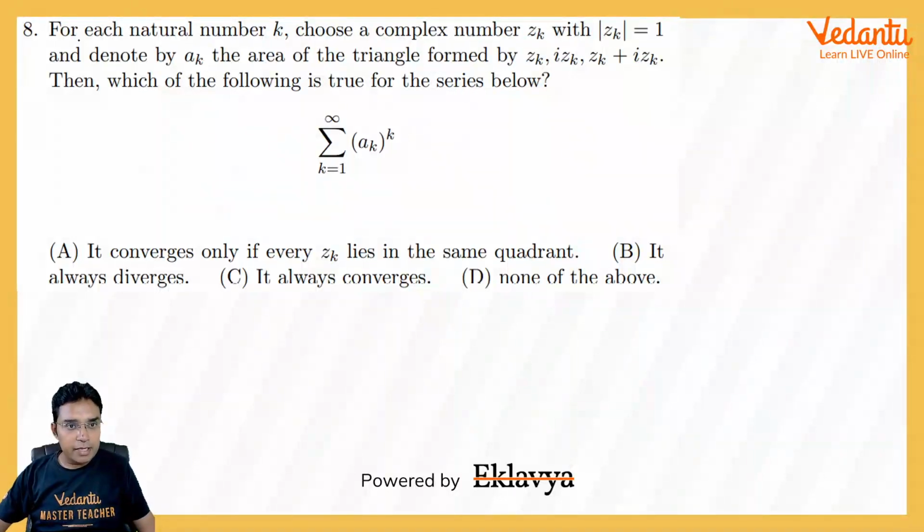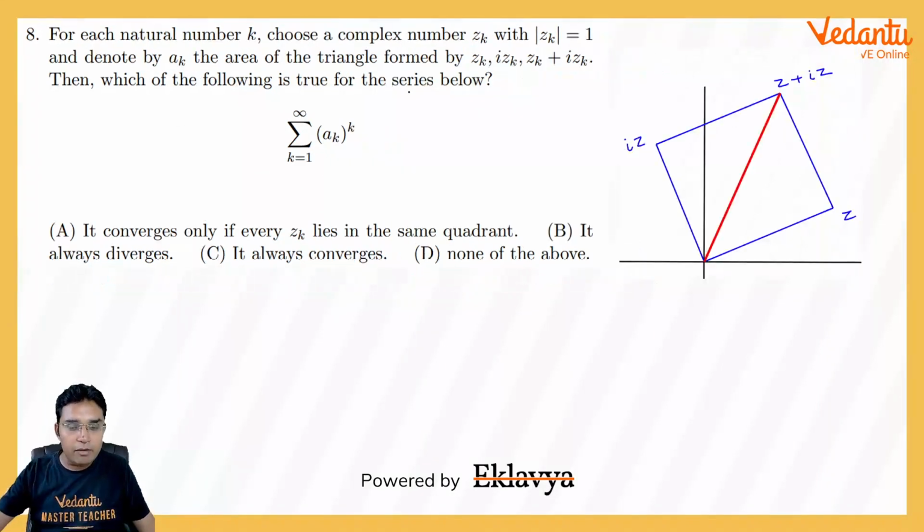Question: for each natural number k, choose a complex number zk with mod of zk equal to 1, and denote by ak the area of the triangle formed by zk, i zk and zk plus i zk. Then which of the following is true for the series given below? So first let us try to find out this area ak.